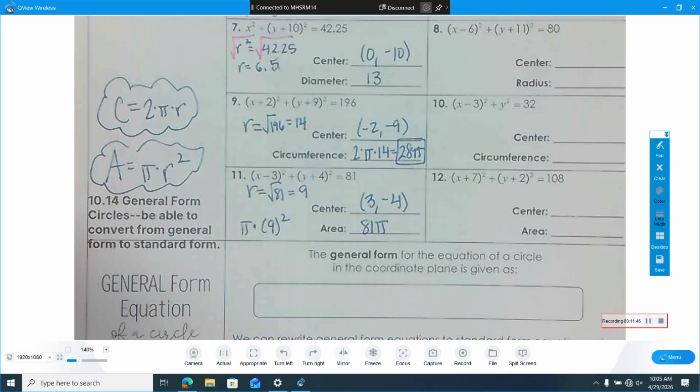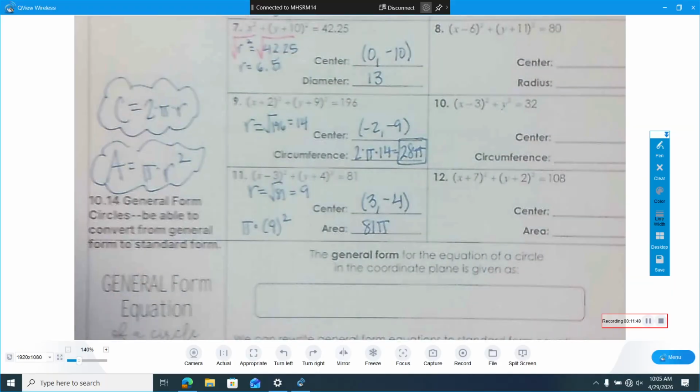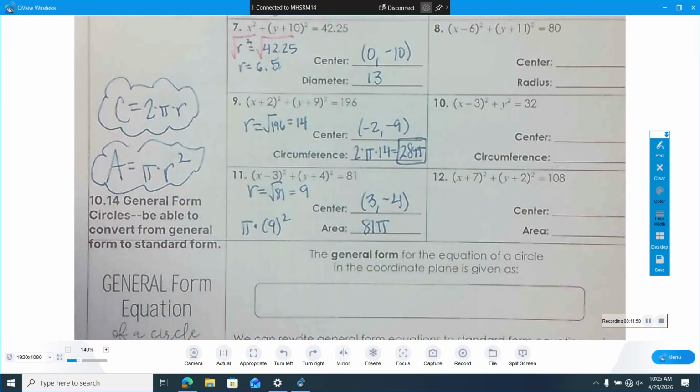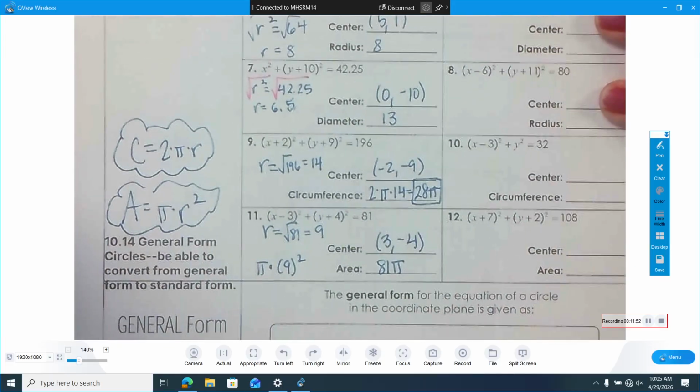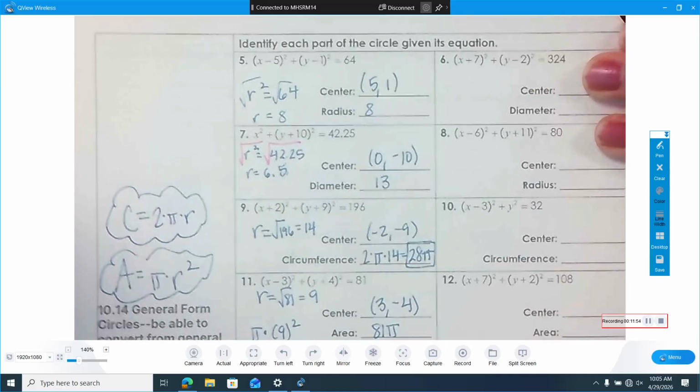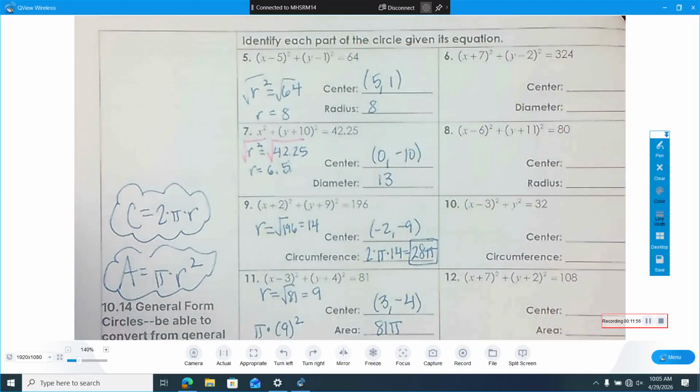Okay. Do you guys have questions for me? That's it. Delta Math open. How long was that? 11 minutes, almost 12. Oh, it was close.